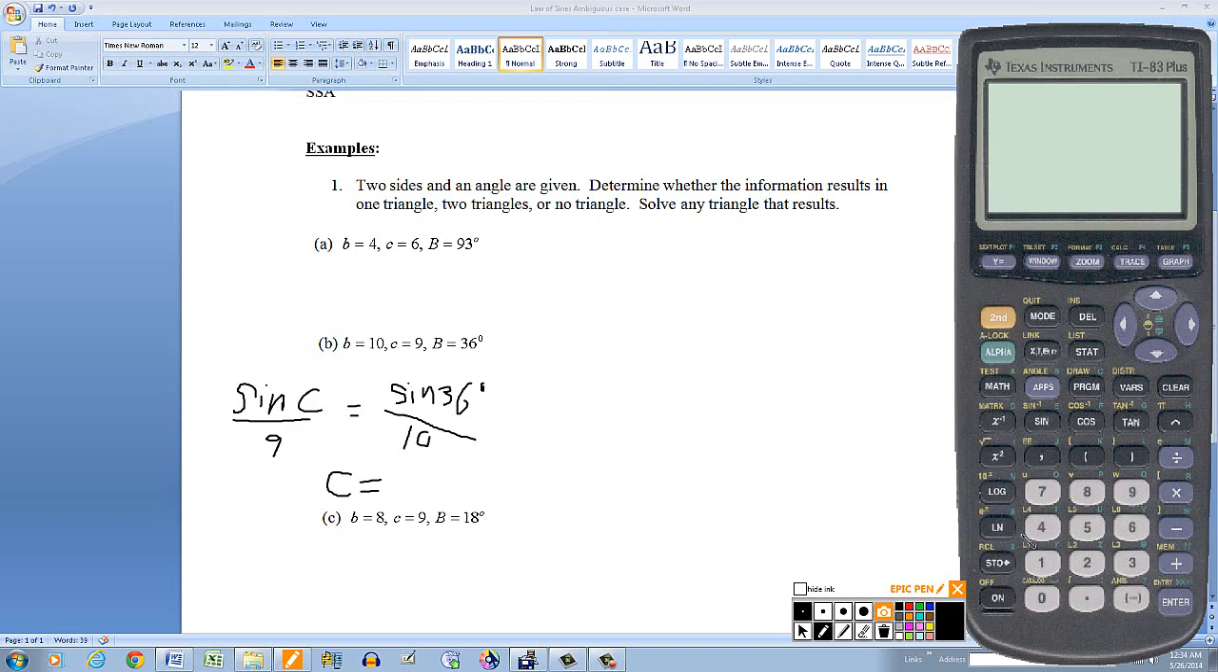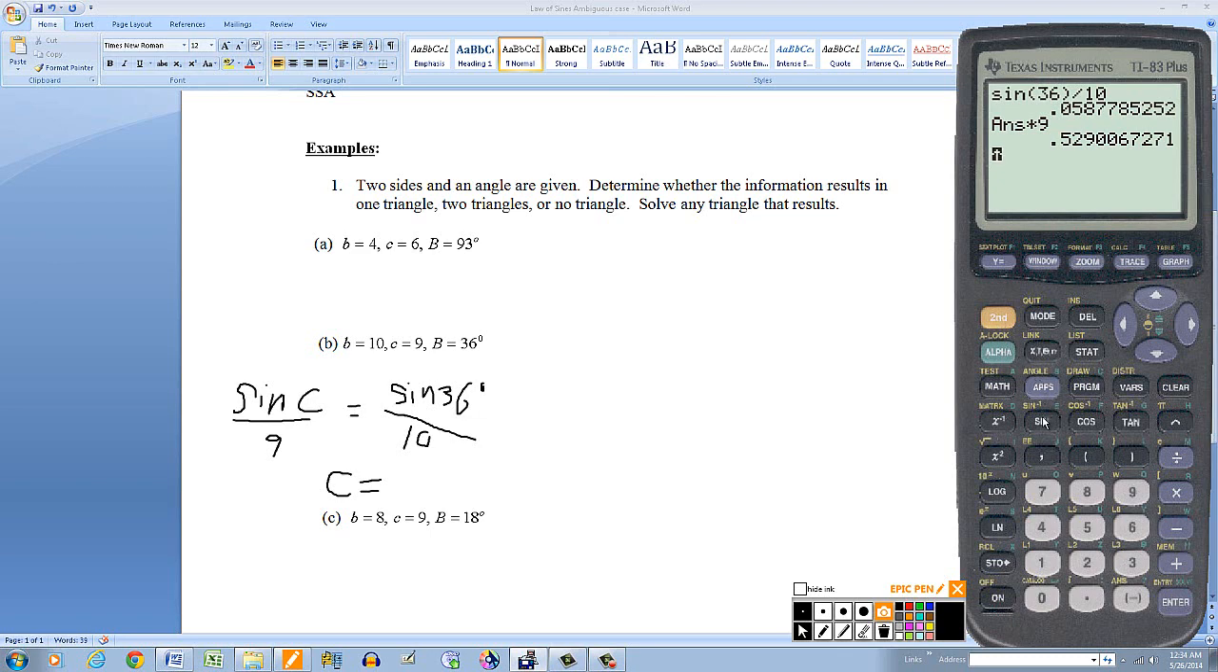Okay, so here we go over here. The sine of 36 divided by 10 is that number, and then we multiply that by 9, we get that number. So basically the sine of C is 0.5290006 and so on. So if I want angle C, I take sine inverse of that.